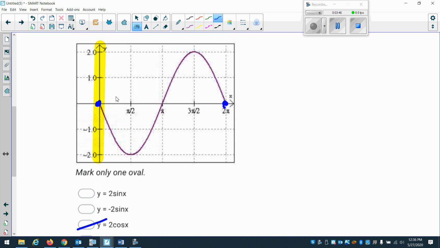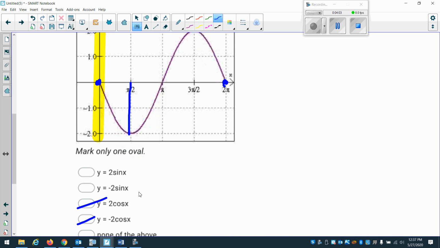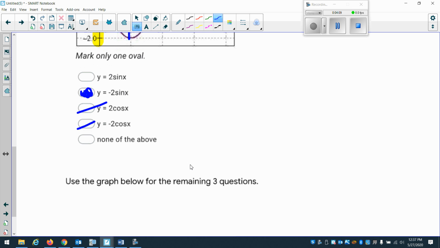Now, it's typical from the parent function sine graph, we typically go up to the maximum, okay? But now we're going down, so it's the minimum, therefore it's a reflection. And the distance from the midline to the minimum is 2. So it's -2 sine of x, okay?